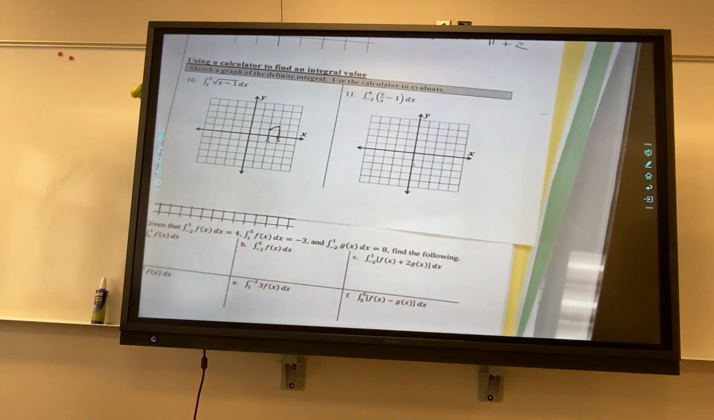I'm going to show the reason I got this. One of the things you're required to be able to know is how to integrate with your calculator. So you're going to need to get your calculators out.